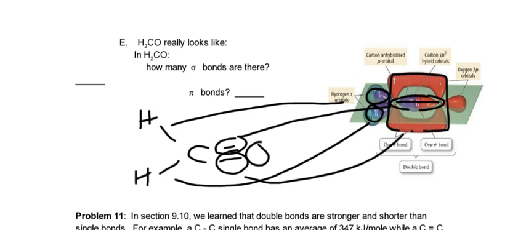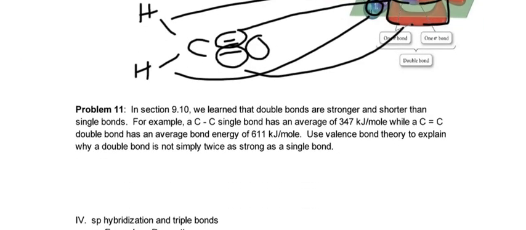So it says in section 9-10, oh, I just said something about that. We learned that double bonds are stronger and shorter than single. Got it. For example, the C double bond or C single bond C has an average of 347, while the double bond has an average of 611. Use the valence bond theory to explain why a double bond is not simply twice as strong as a single bond. So why isn't it like 700 or something instead of 611?